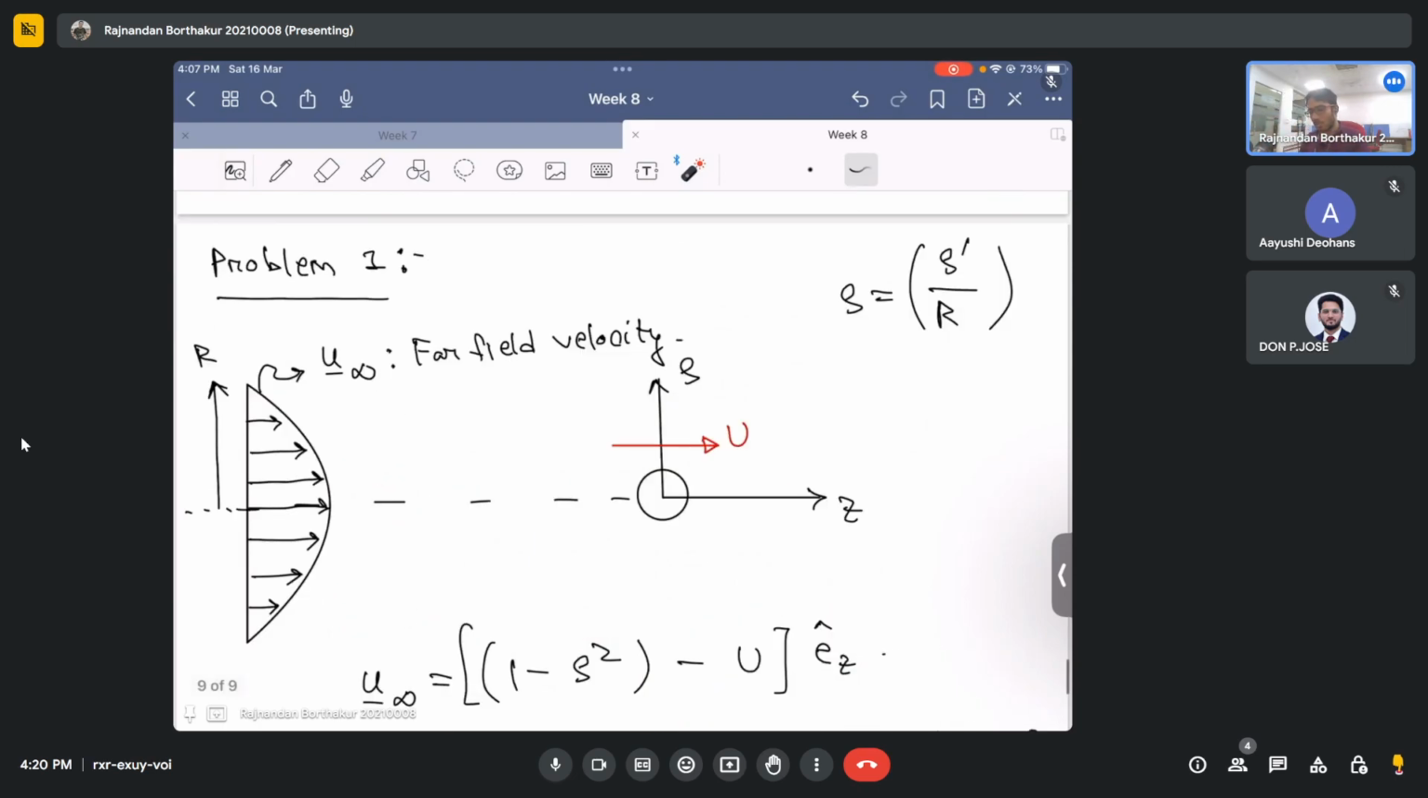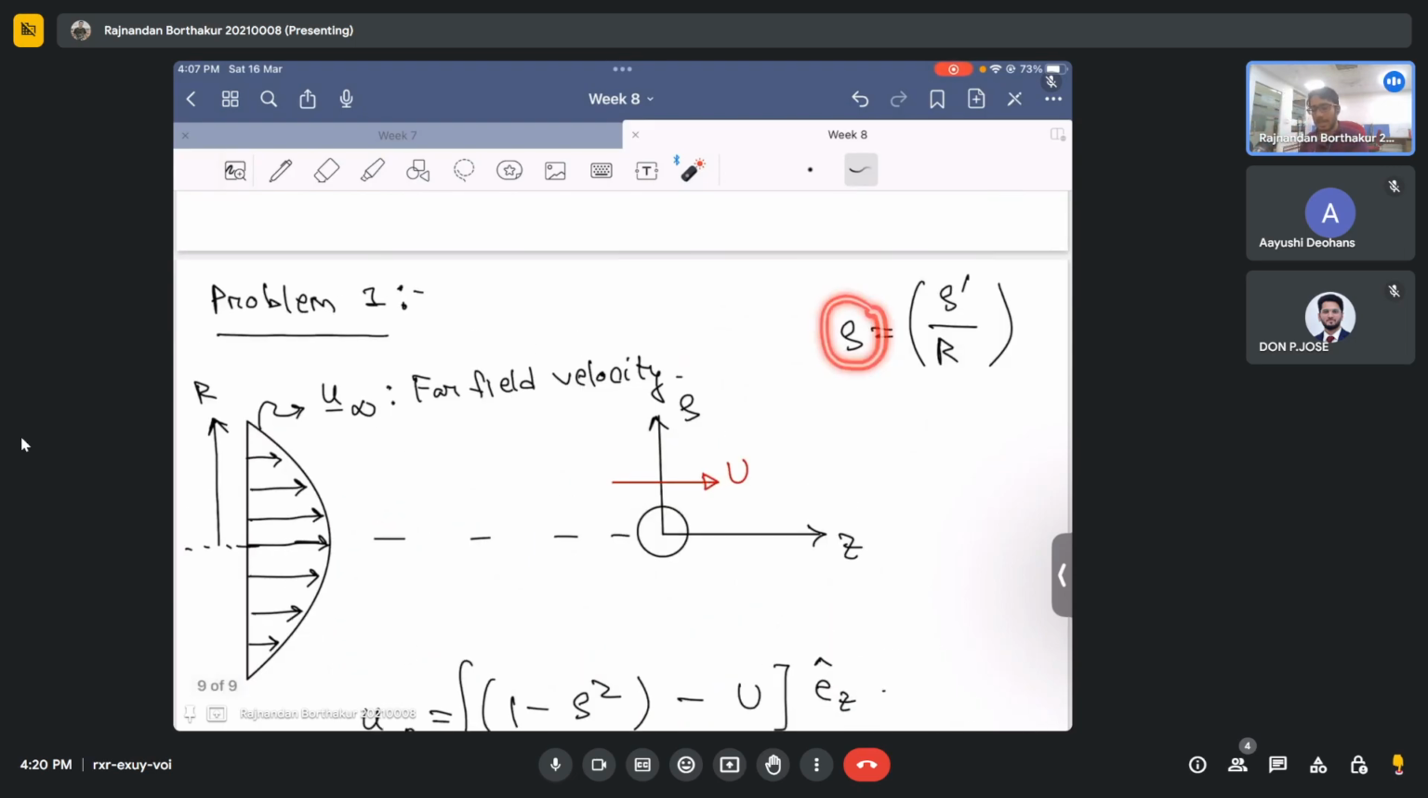Okay, and this rho is the non-dimensional cylindrical radius, which is basically a dimensional cylindrical radius multiplied by the radius of this parabolic flow, which is basically R, let's say.